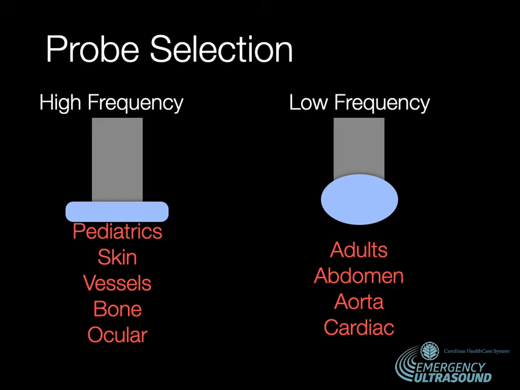When we're looking at our probes, we want to use our high frequency probe for our little itty bitty pediatric patients, for anything on the skin, soft tissue, superficial vessels, bone, and ocular. We want to use our lower frequency probe for adults, looking at their abdomen, their aorta, and cardiac views.